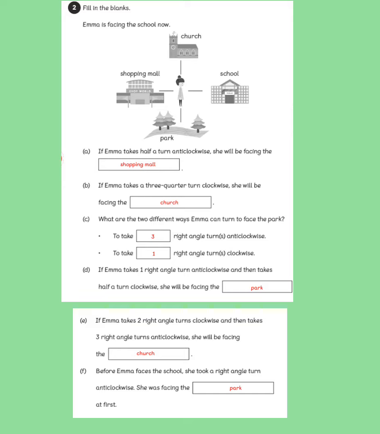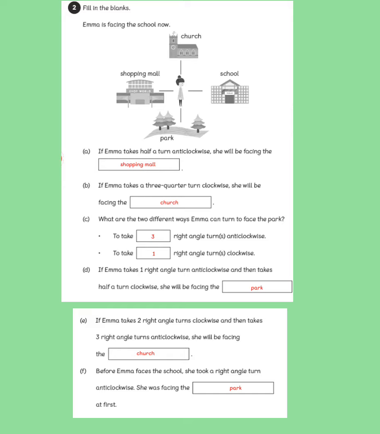B, if Emma takes a 3/4 turn clockwise, 1, 2, 3, she will be facing the church. And you can just count the lines in a clockwise way there. Each line represents a 1/4 turn. So if Emma takes a 3/4 turn clockwise, she will be facing the church.